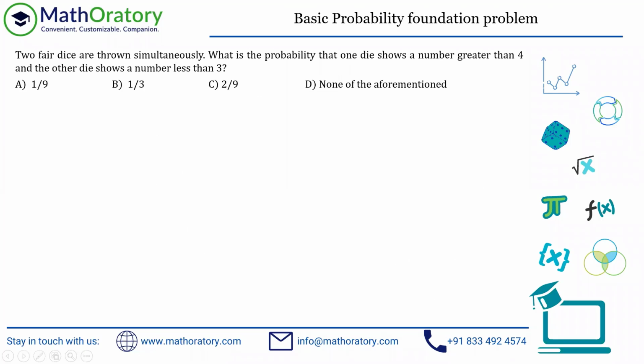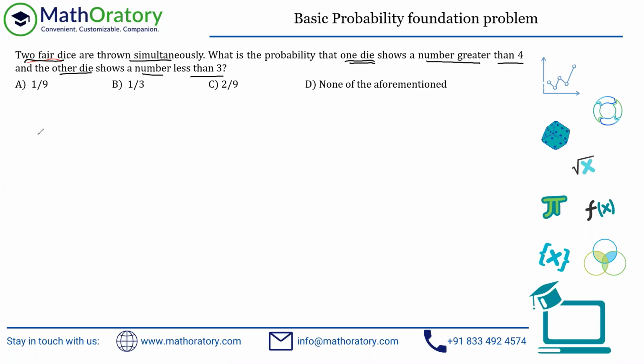We have a fairly simple dice problem, a probability question based on dice. So there are 2 fair dice which are thrown simultaneously. And let me use this color. So 2 fair dice thrown simultaneously. What is the probability that one die shows a number greater than 4 and the other die shows a number less than 3? Okay, so we'll just do it in the very basic manner.